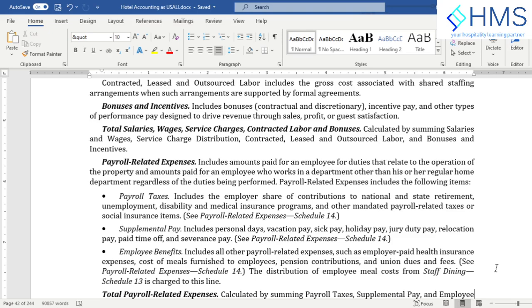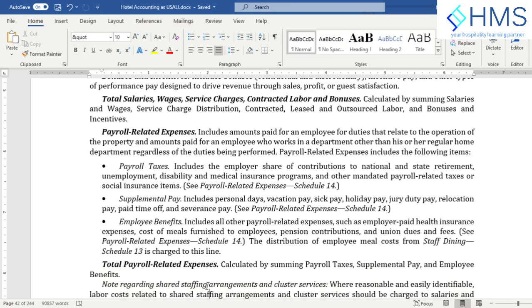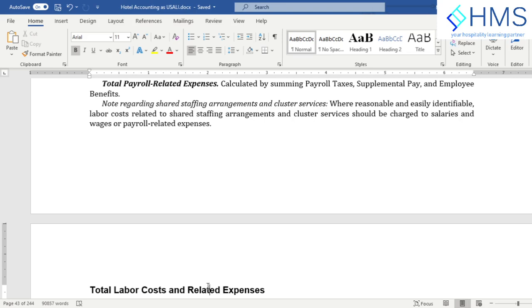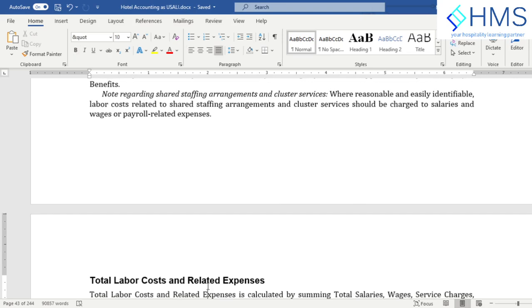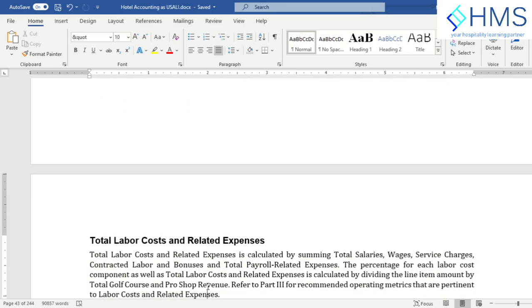It also includes the cost of complimentary meals that are being eaten by the staff in the canteen or in the restaurants. So that's the payroll related benefits, and that gives the total labor cost and related expenses. So that is usually one of the largest line items.